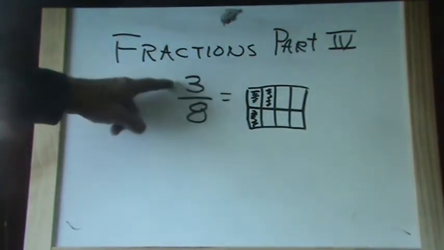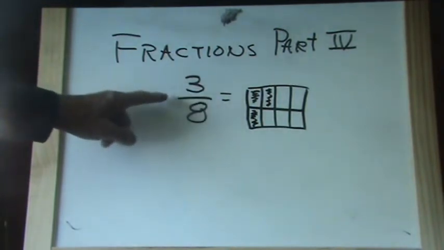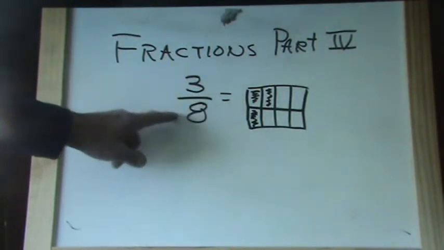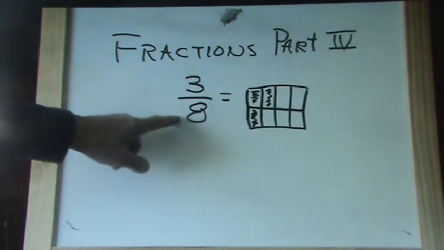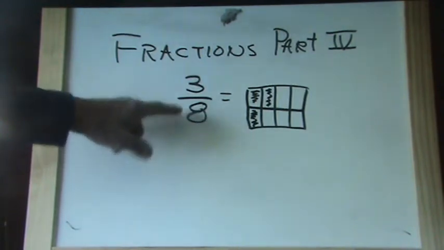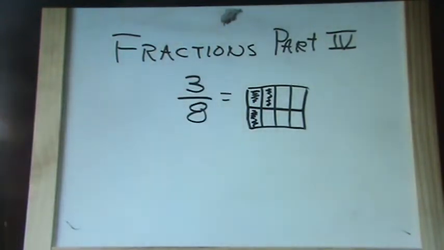So, numerator, top part, divided by line, denominator, bottom part. How many pieces are in the whole? Bottom part tells us. How many pieces we're interested in using, top part.